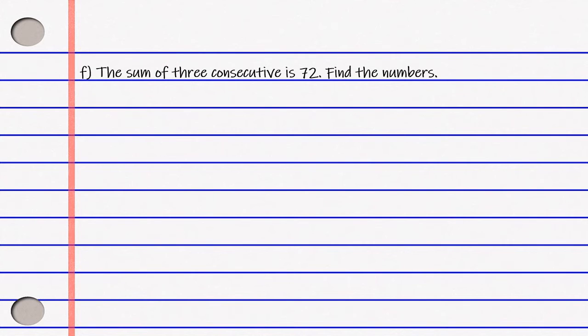Okay, so this example is similar to the last one in that we're looking for more than one number. In this case, we're looking for 3. And again, we can't just use 3 different variables because we don't know how to solve that problem. So this one says the sum of 3 consecutive numbers is 72, find the numbers. We need to use one variable to write this problem.